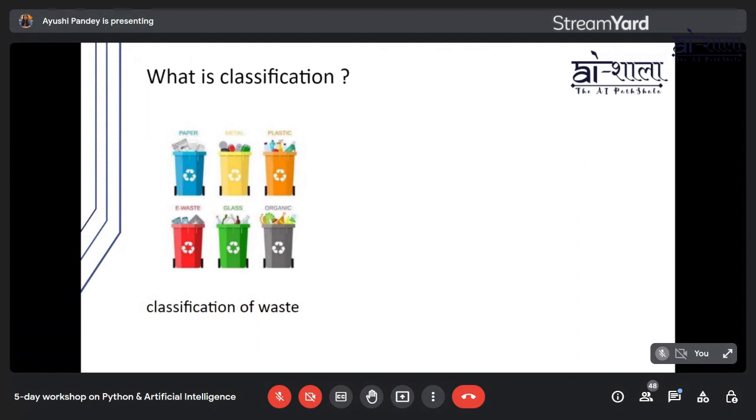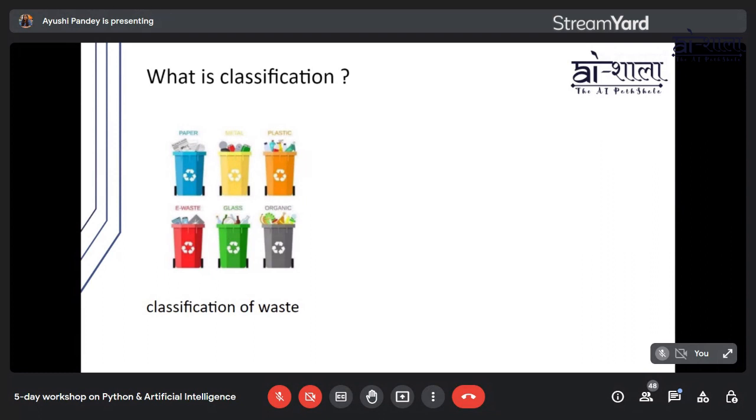The first question is, what is classification? We all know that it means categorizing each row into something. Having some category is known as classification. Like this is classification of waste: this is paper waste, metal waste. These are all properly categorized and properly separated. So our data is properly separated.